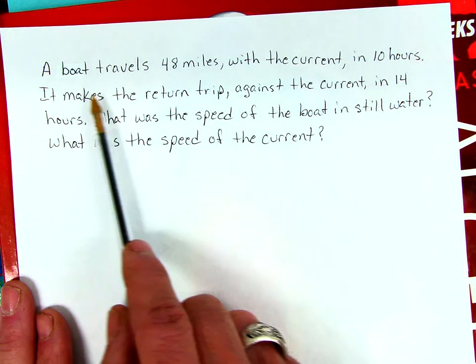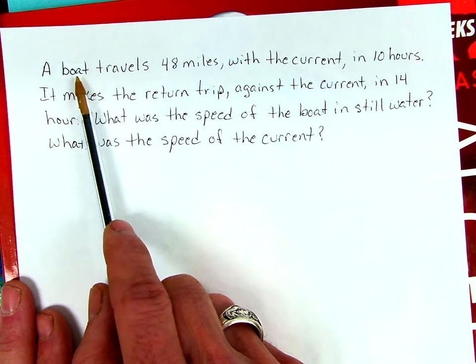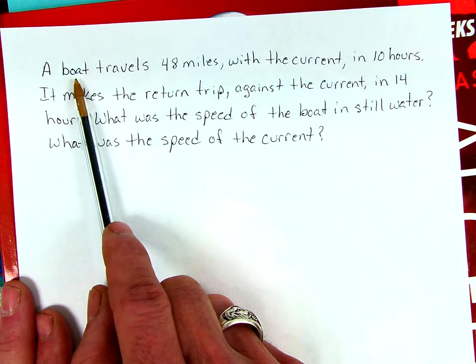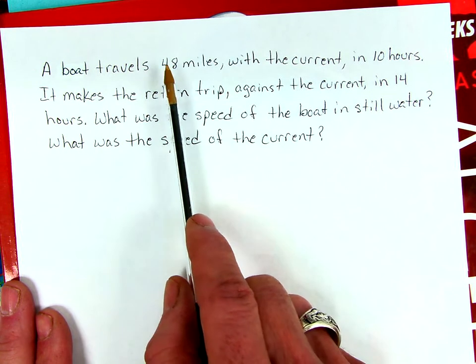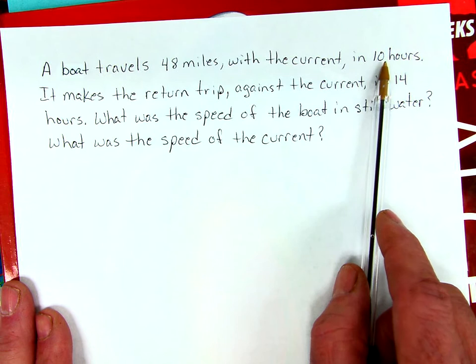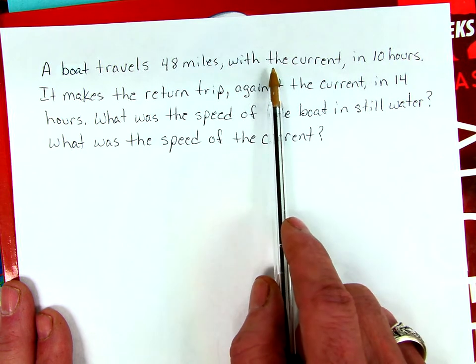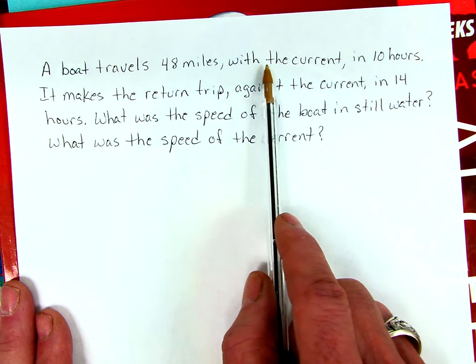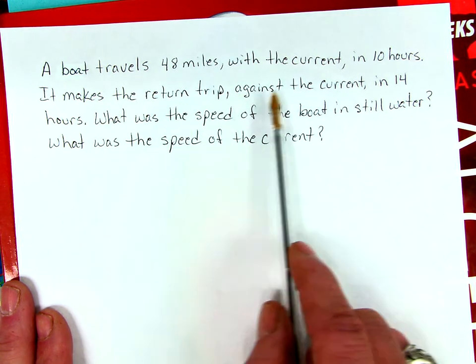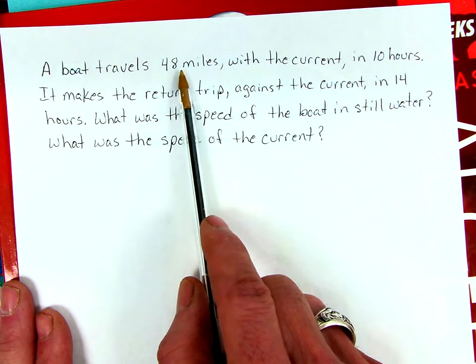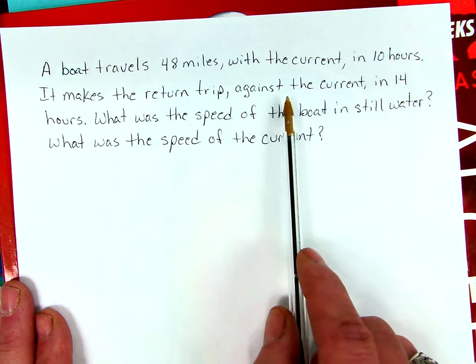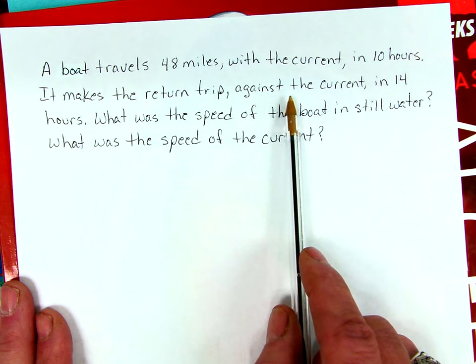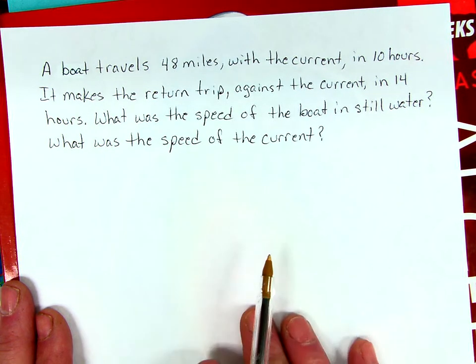So here we have something traveling. It could be a boat, it could be a train, it could be a plane, it could be a car. It's traveling a distance in an amount of time, but there's an extra force, in this case, working with it, pushing it. So the current is added. And then we have the return trip, which is the same distance. We have a time. This time the current is working against it, so it's taking away from the speed. This is a classic pattern for systems of equations.